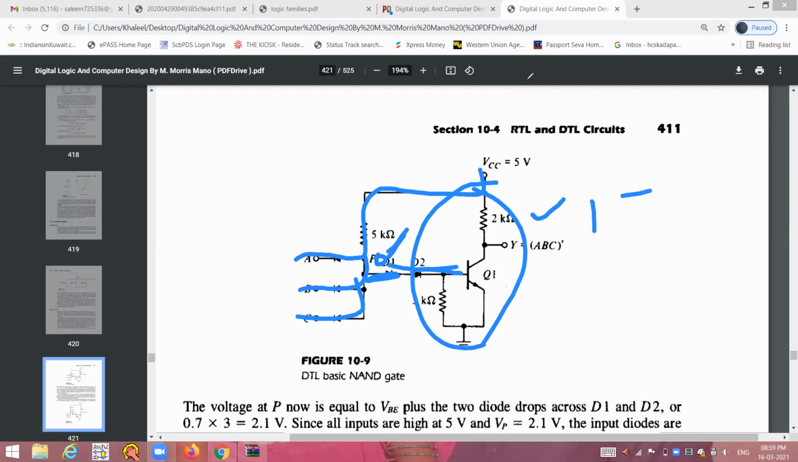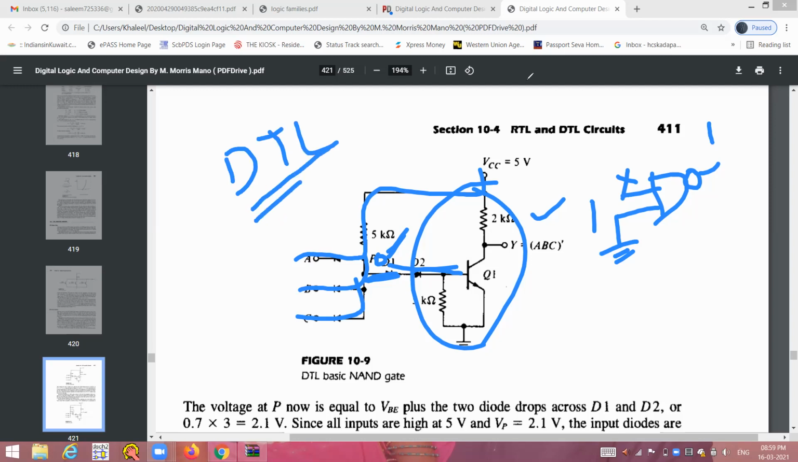Why? Because in the NAND structure, if one of the inputs is connected to 0, then without depending on the other inputs the output is 1. Is it clear? This is what is happening in the DTL. This is the basic DTL structure. Now we will see one more structure, that is transistor transistor logic. Is it clear?